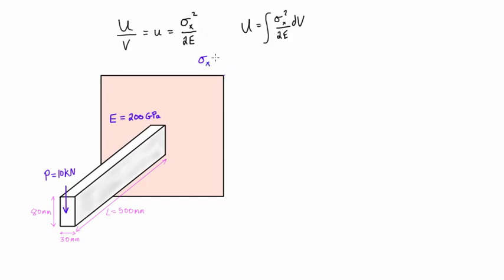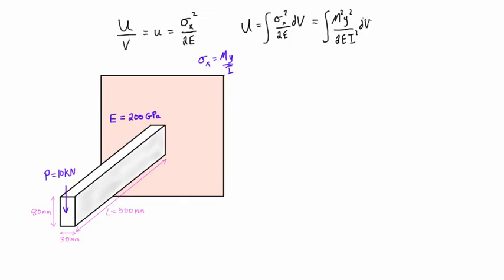What we can do, if you remember from the older videos where we talked about bending, is that we have sigma x equal to My over I, where M is the internal moment and I is the moment of inertia for that cross-section. So we can substitute that in for sigma x. Notice it's squared there, so we're going to have this integral here. We'll have M squared y squared over 2E I squared, and that is still dV.